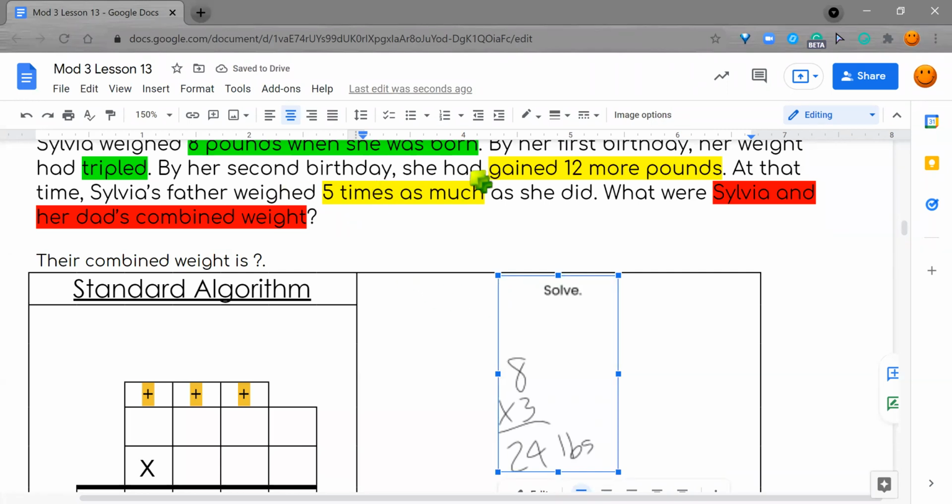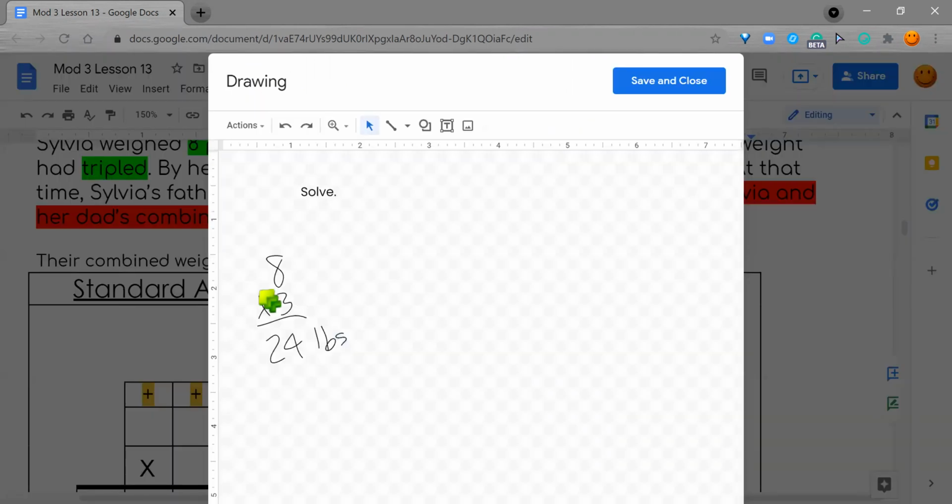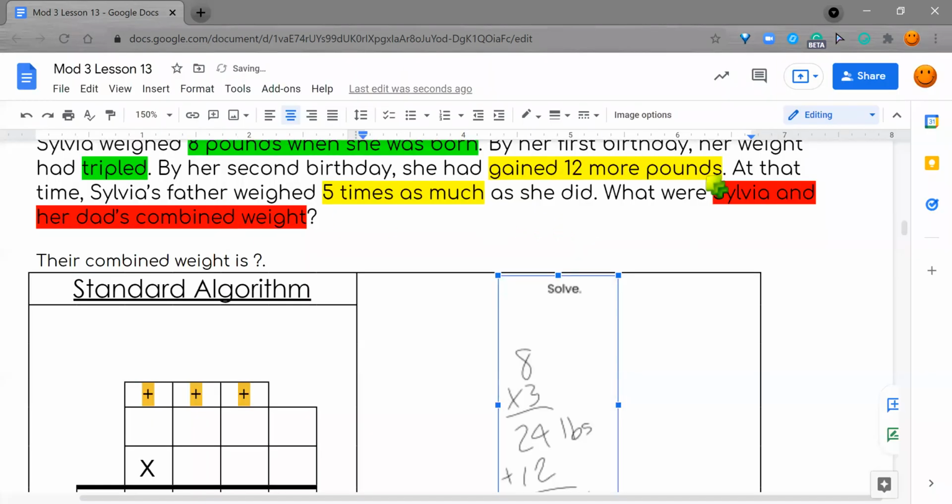By her second birthday, she gained 12 more pounds. So on this 24 pounds, I need to add 12 more. I need to make sure I hit scribble too. So I have 12 more pounds. So 4 plus 2 is 6, and 1 plus 2 is 3. So now she's at her second birthday. She is 36 pounds. So I'm going to hit save and close and look at the next step.